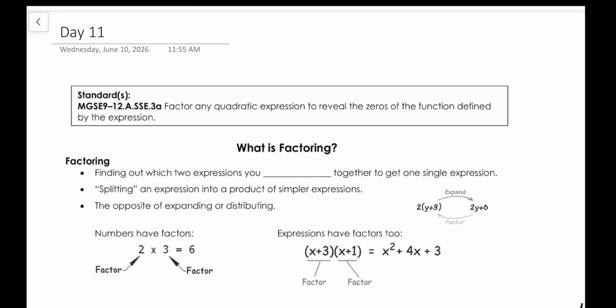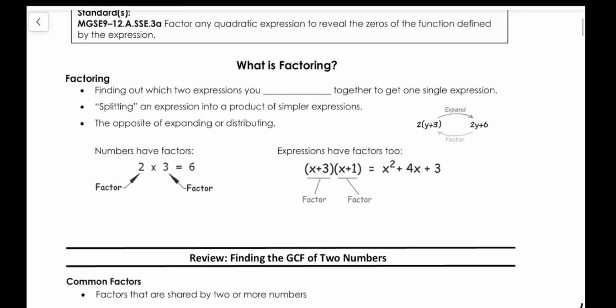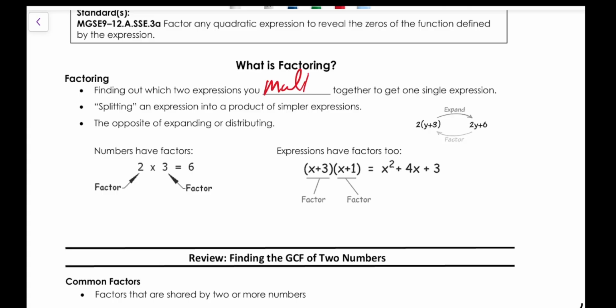Here's our video to review factoring, and let's begin. So factoring is basically when you find which expressions you're going to multiply together to get another single expression. Multiply. So splitting the expression into a product is basically what we're doing. Product, of course, is when you multiply. And so if you have 6, then the factors are 2 and 3.